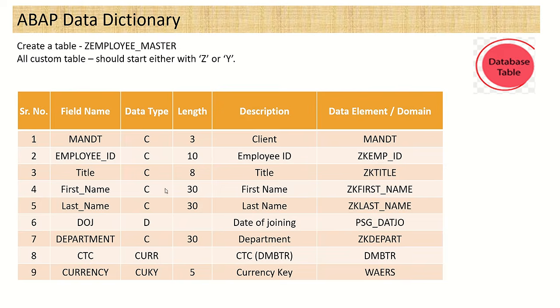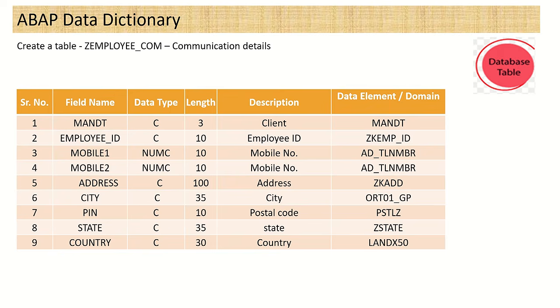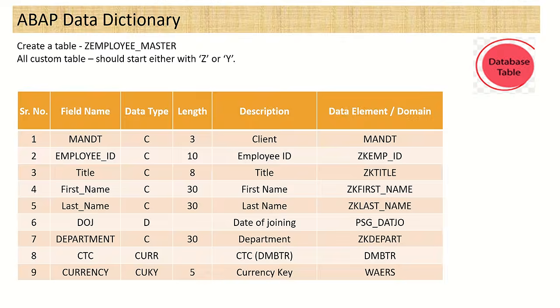So this first table we'll create with the 9 columns, and we'll create one more table, Z employee underscore com, that is communication detail. Here also I'm taking other 9 columns. So let's log into our SAP system, and first we'll create the employee master table with all those columns, and we'll also create the data element and domains.